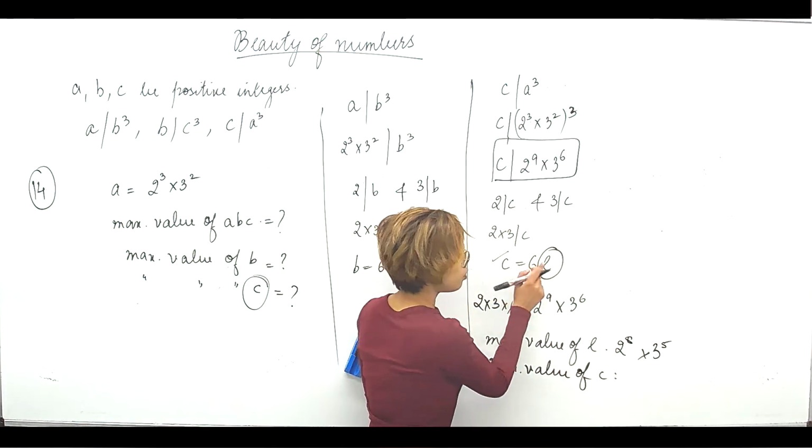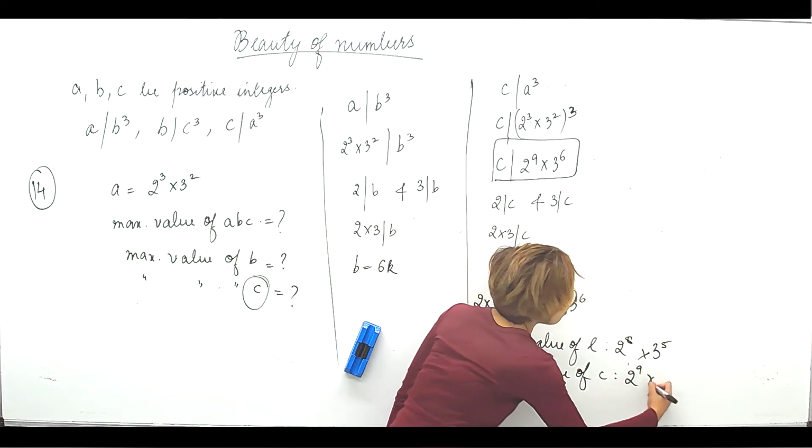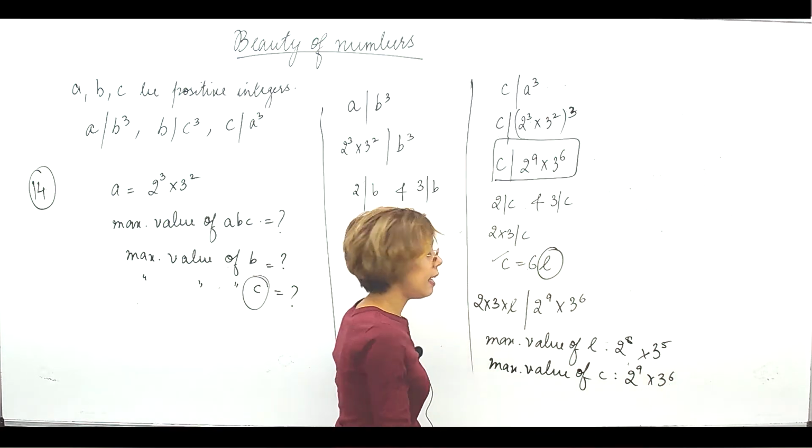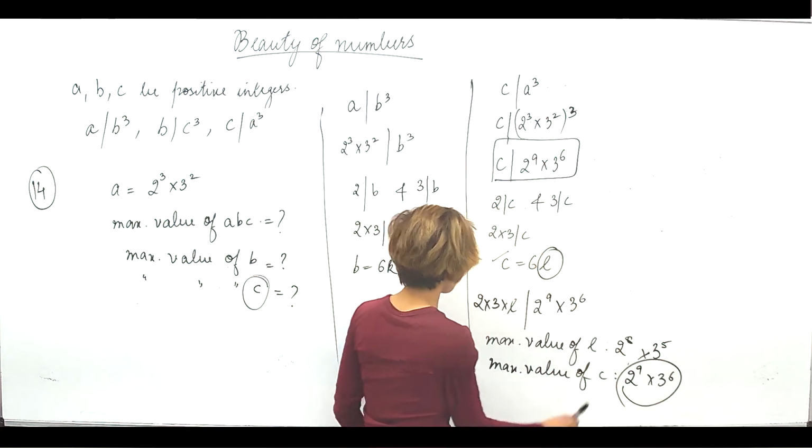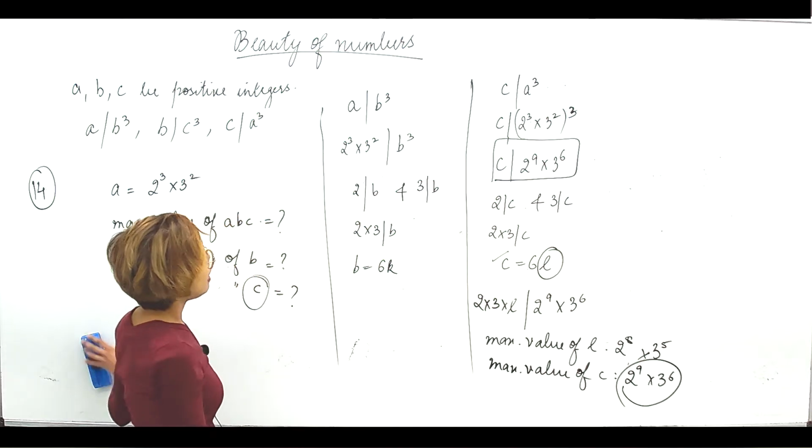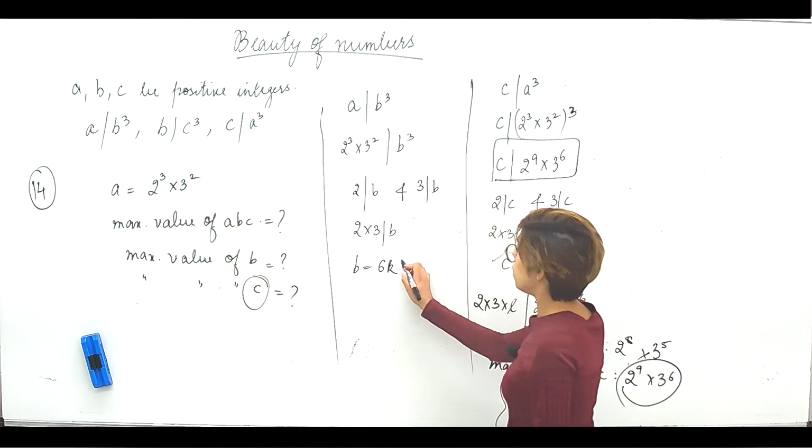Now multiply by 2 into 3. So 2 raised to power 9 into 3 raised to power 6. Right? This is the maximum value of C. Now, I want the maximum value of B as well. That means the maximum value of K.